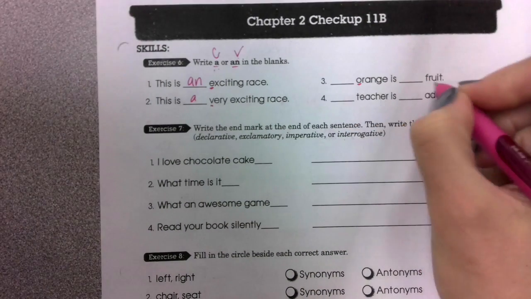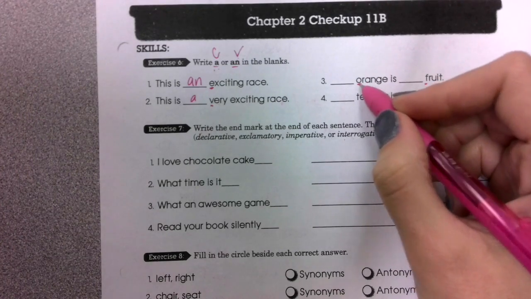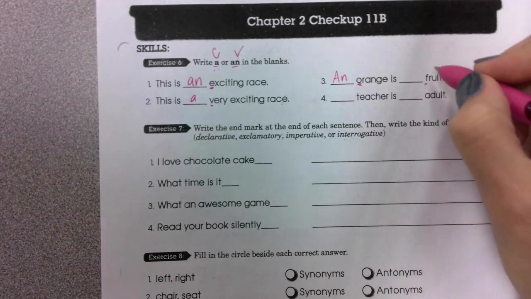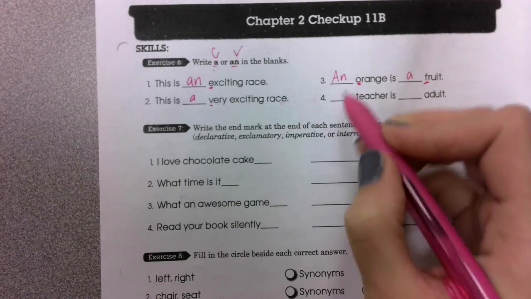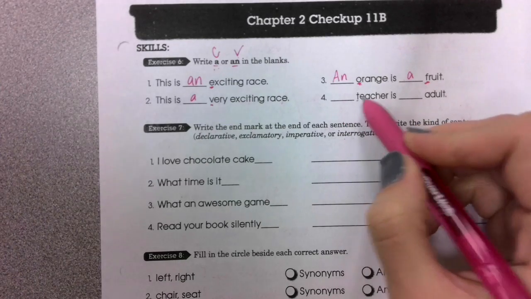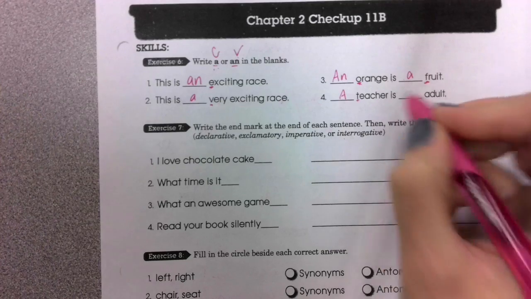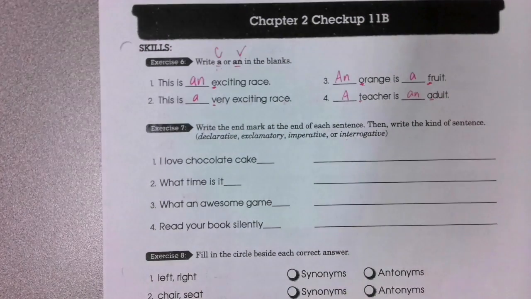Blank orange is blank fruit. Orange starts with an O. O is a vowel, so this must be an. And orange is, F starts with a consonant, so that's got to be a. And orange is a fruit. Teacher. That's a T, which is a consonant, so a teacher is an adult, because that starts with an A.